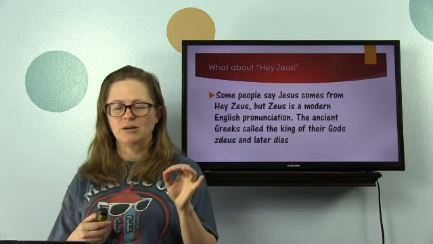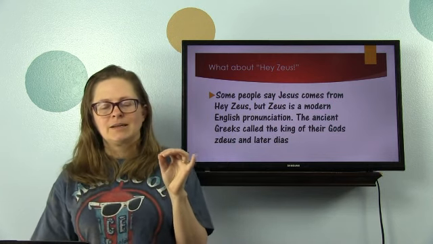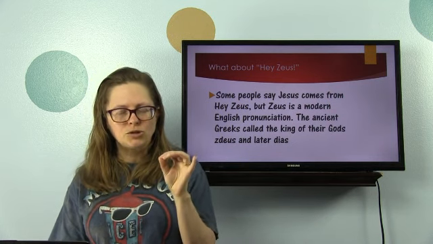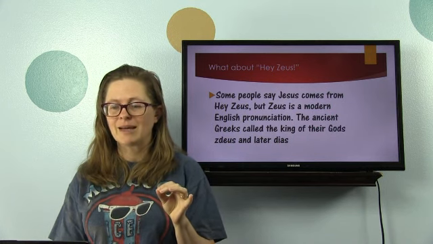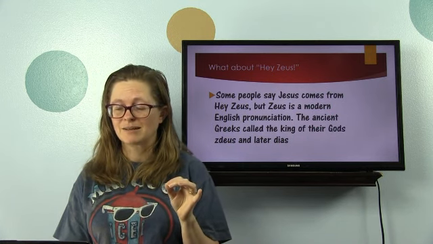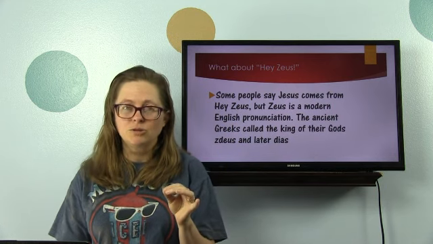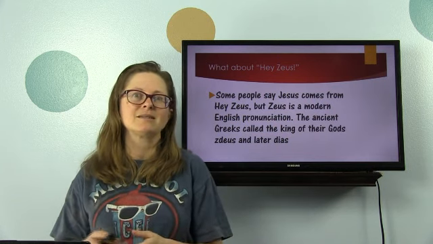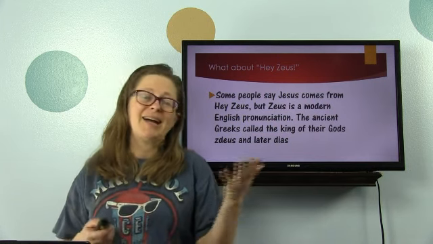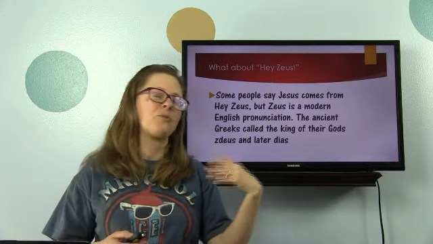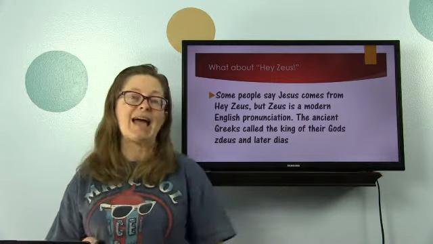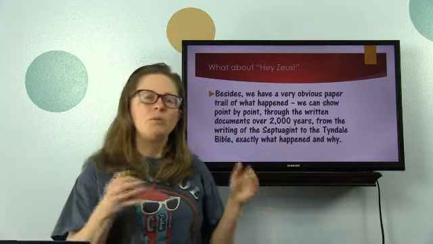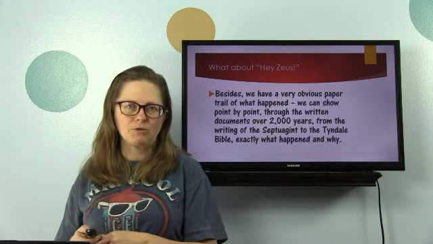The ancient Greeks called the king of their gods, oh jeez, you've got to put a Z and a D together. Zeus. That doesn't sound anything like Jesus, does it? And later they called him Dios. So, I've already shown you, we know where it came from. We have a paper trail. We can see it from the manuscripts exactly how it happened. No big deal. You always, when people make a claim, they need to provide you with a paper trail.